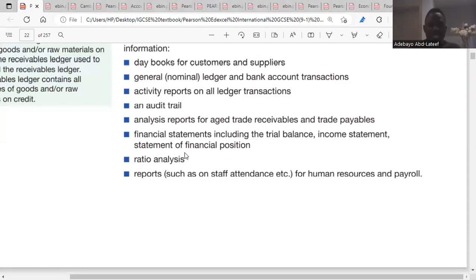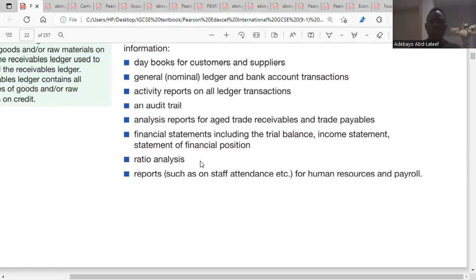Then the next one is ratio analysis. When we talk about ratio analysis, we're talking about the financial ratios, where you want to know more about liquidity, your current assets divided by your current liabilities, your acid test ratio. Whatever arithmetic accounting information you want, you can do it through the accounting system. Is it clear? Yes.